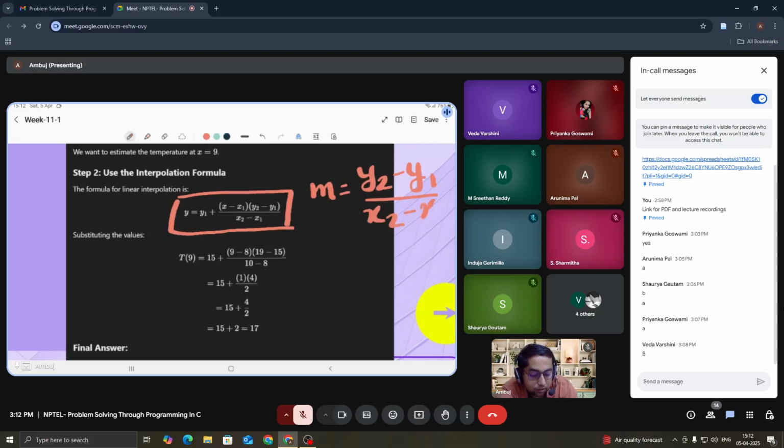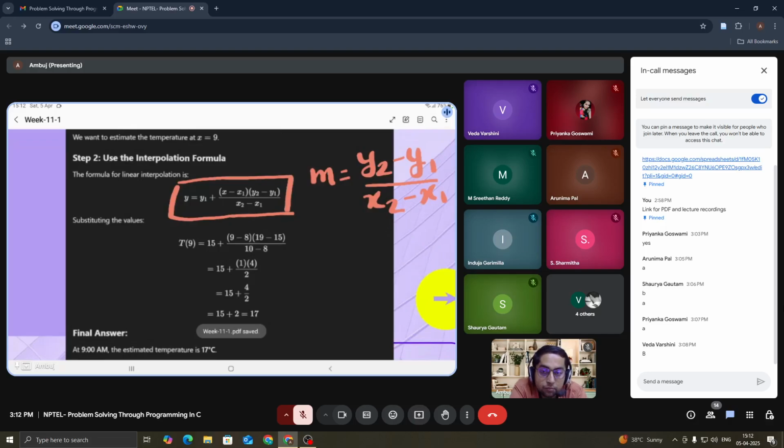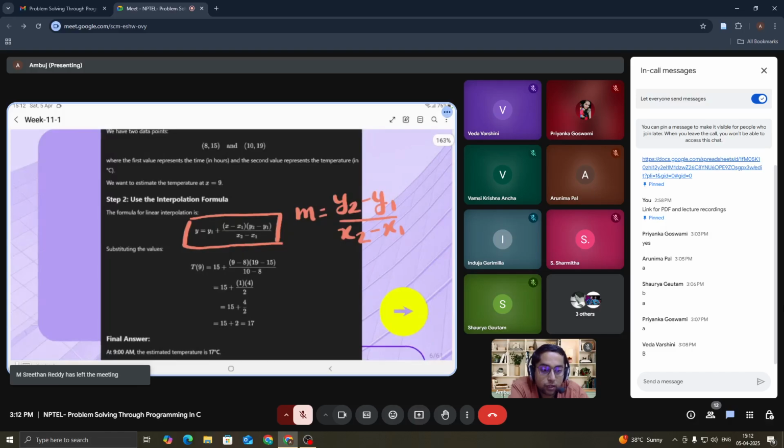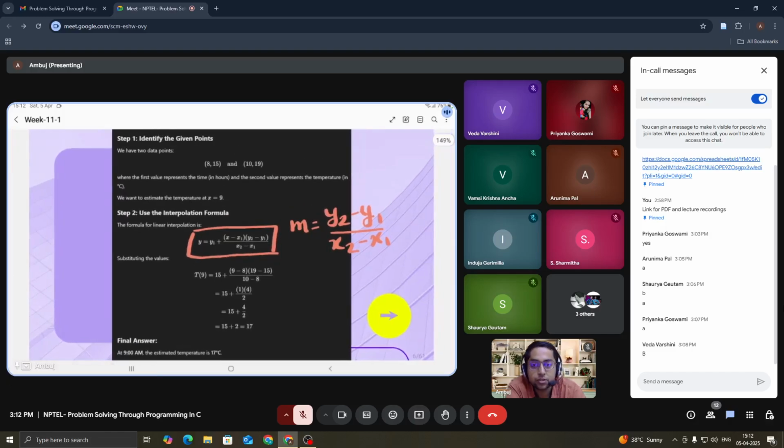So what is the equation of a line passing through a point and having a slope? y equals y1 plus m times (x minus x1). This is the equation. In place of m, I have substituted y2 minus y1 over x2 minus x1. Otherwise, you can also fit the line between these two points using the standard line equation y equals mx plus c. You will get the same result.